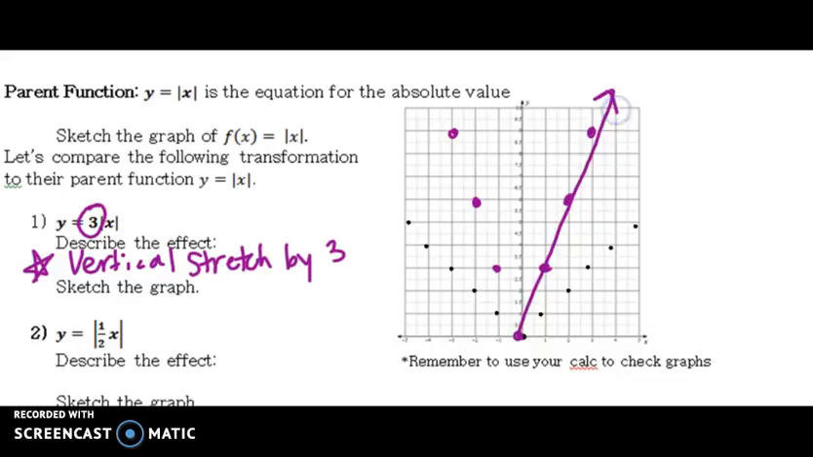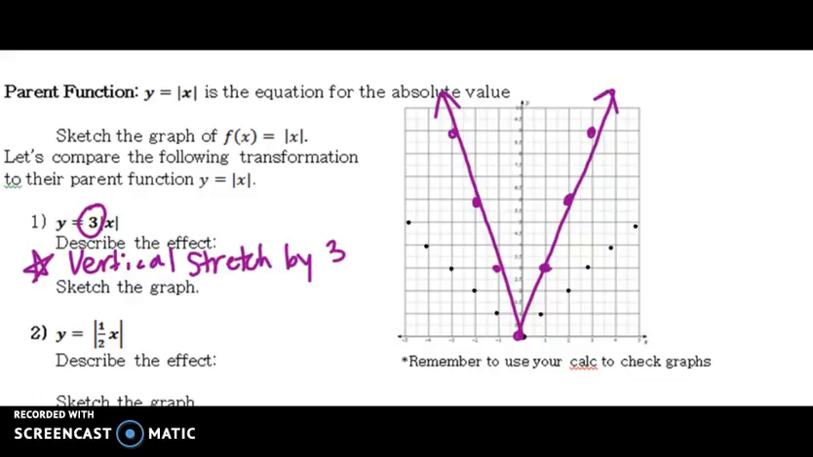And what you can see is that your graph just became vertically stretched, and it's now 3 times taller. So if you look at these values that are at 1, they're now at 3. If it was at 2, it's now at 6 on the vertical axis.